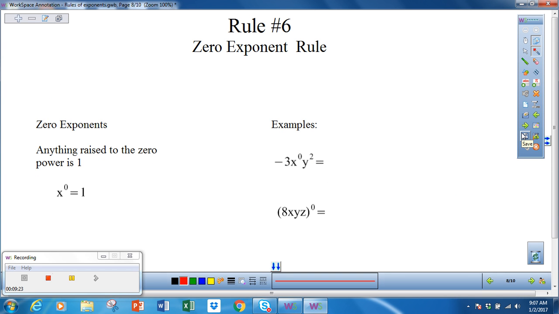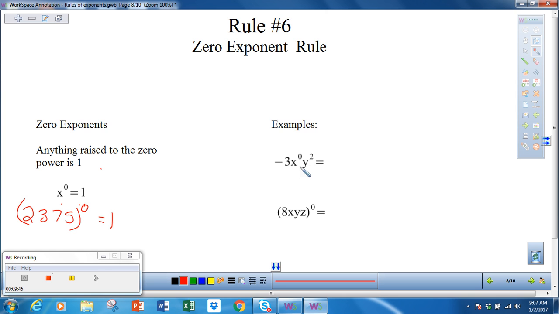This last rule is not in your notes, but I would write it at the bottom of your sheet, and it's the 0 exponent rule. We talked about that a second ago. Anything raised to the 0 power is 1. So x to the 0 is 1. Anything raised to the 0 power, it doesn't matter what it is. I can raise 2,375 to the 0 power, it's 1. Doesn't matter what it is. Anything raised to the 0 power is 1.